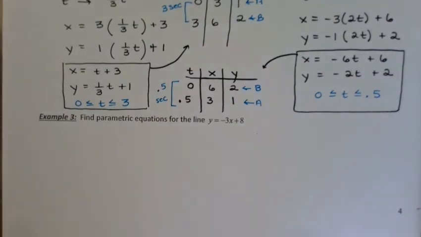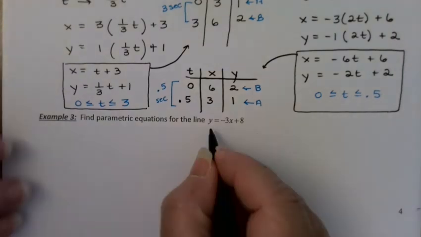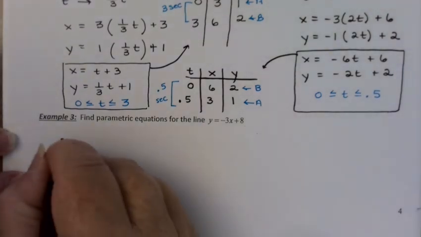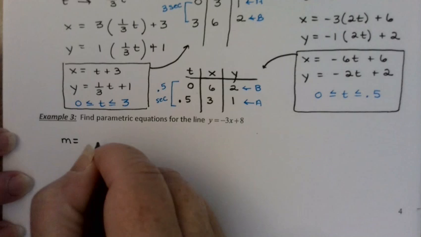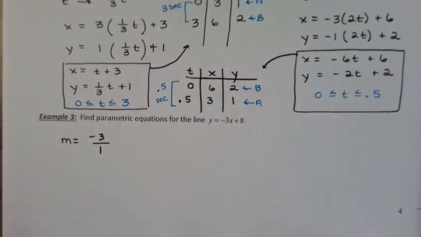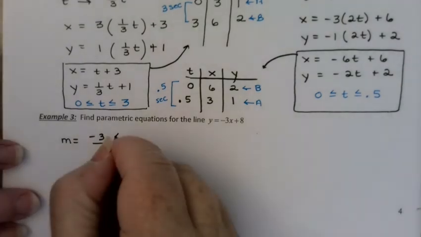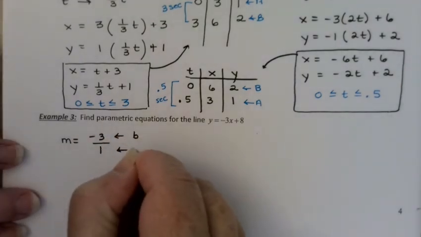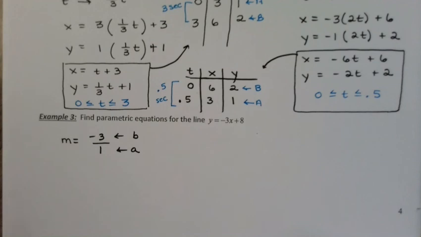It says find parametric equations for the line y equals -3x plus 8. And that's really all it asked. It didn't give me any more information about direction or speed, so I can use kind of whatever I want for those. As I look at this line, I can see that the slope is clearly -3. And if I choose to write that as -3 over 1, that's going to define the b and the a that I need for the parametric equations.